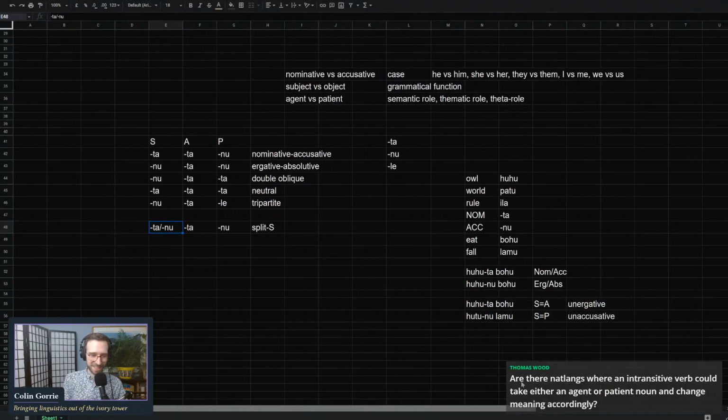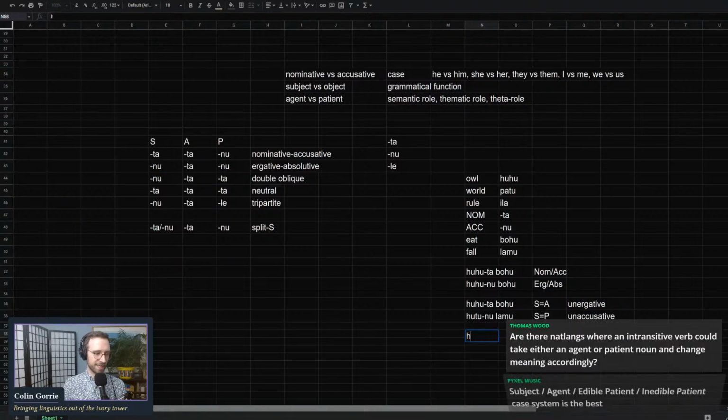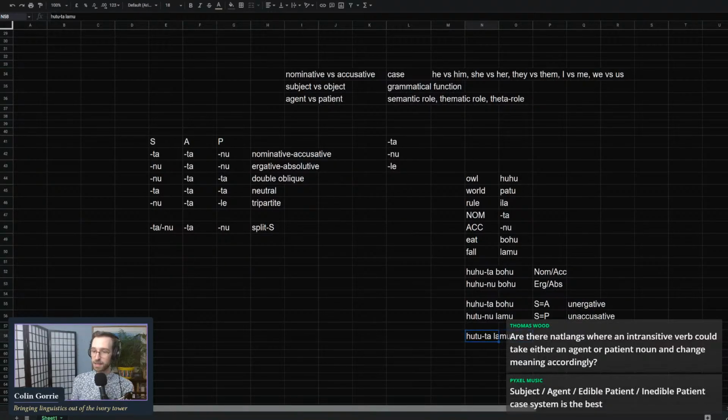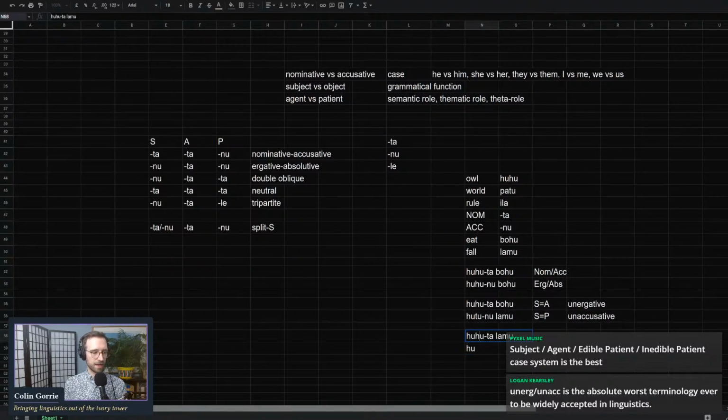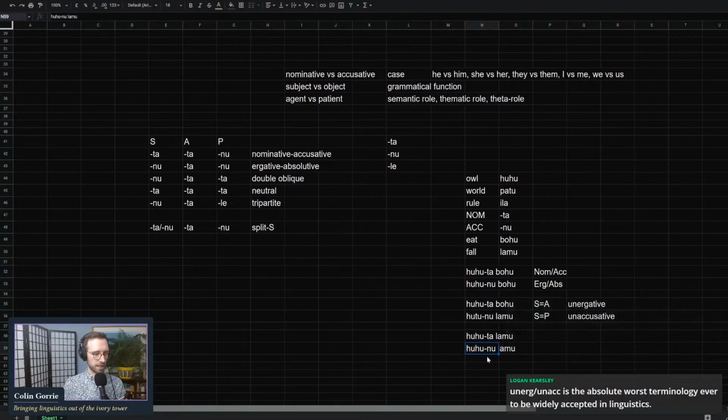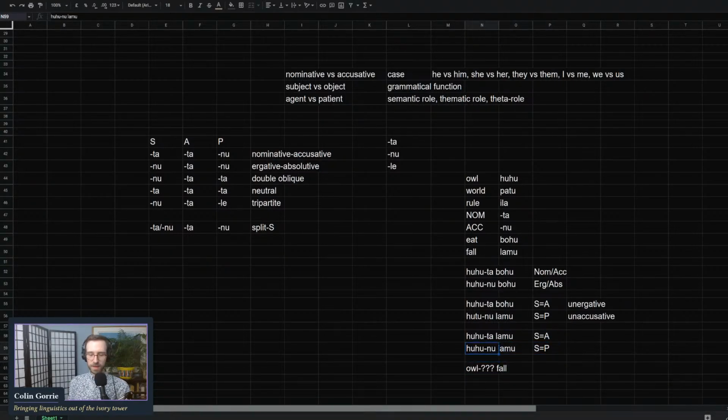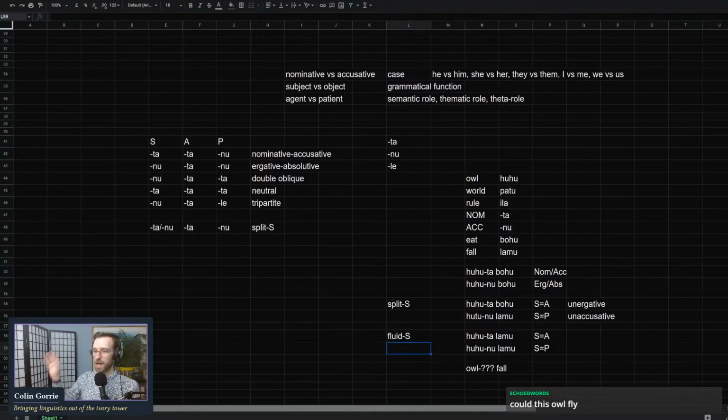We also have fluid S languages, and it gets a bit weird sounding here, where you would have a distinction between huhu ta lamu, the owl fell intentionally, versus huhu nu lamu. So in each case, this is owl, and then a case marking, and then fall. S equals A, S equals P. And here the change of the case marker indicates that the owl had some sort of control over the event in the case of huhu ta lamu, where S is equal to A, and less in the case of huhu nu lamu, where S is equal to P. So this is called split S, and this is called fluid S, which is kind of a type of split S. Okay, I think we are now at the point where we can move on.